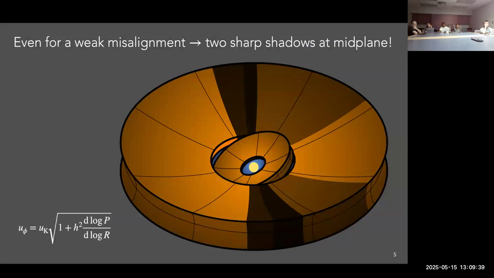But that's not the end of it, because even if the inner component is very weakly misaligned, that still means that along the two lines connected to the axis of the disks, there's going to be a shadow that hits the midplane. So even though the shadow hitting the disk surface would be quite wide, there's going to be a darker lane that still shadows the midplane completely. And that midplane now, in principle, should be a little bit cooler than you expect it to be.